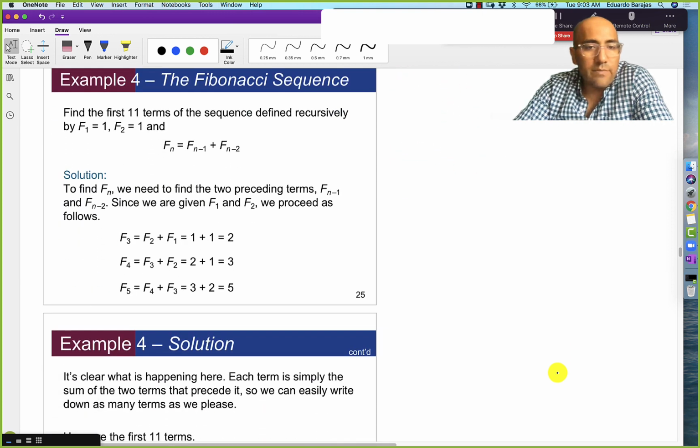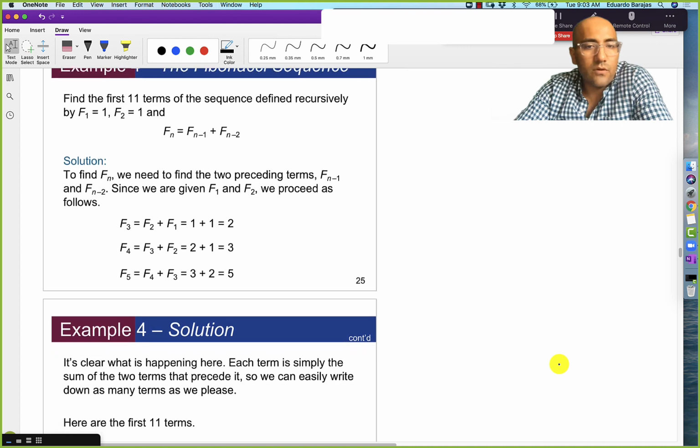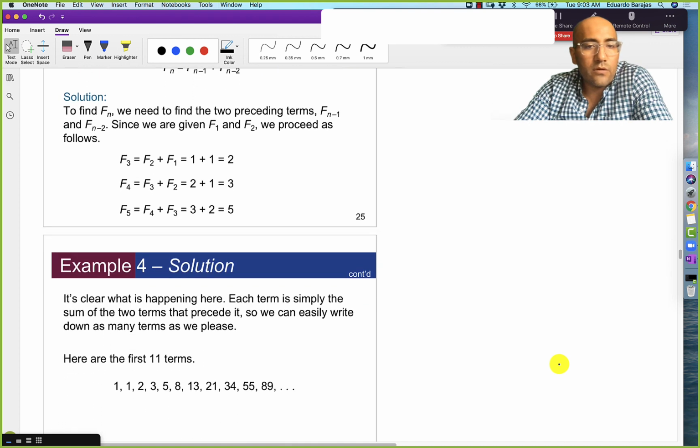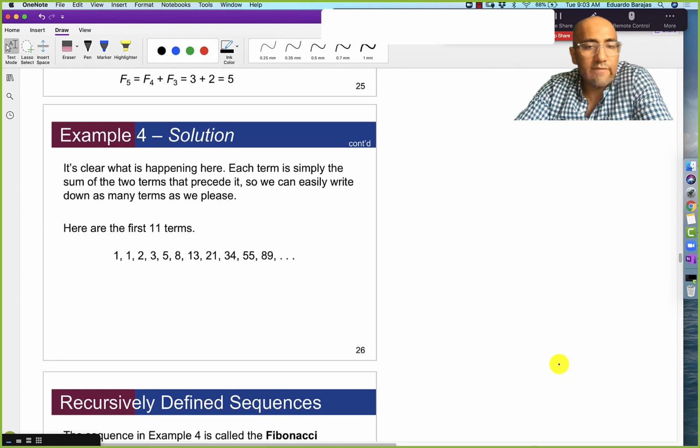So same as what I did. So f of 3 equals the sum of f of 2 plus f of 1. f of 4 equals f of 3 plus f of 2. Okay, so you can slowly build out your sequence until you get to all the 11 numbers that they wanted.